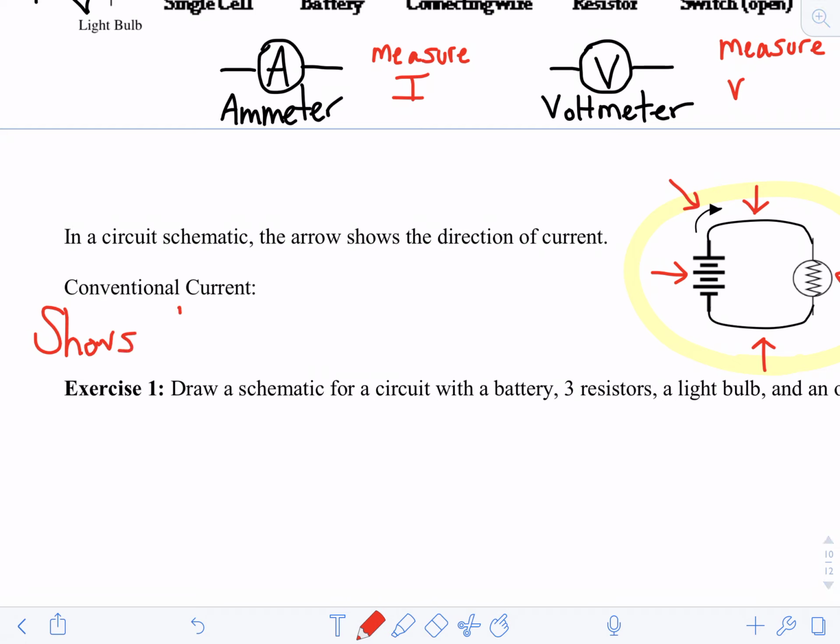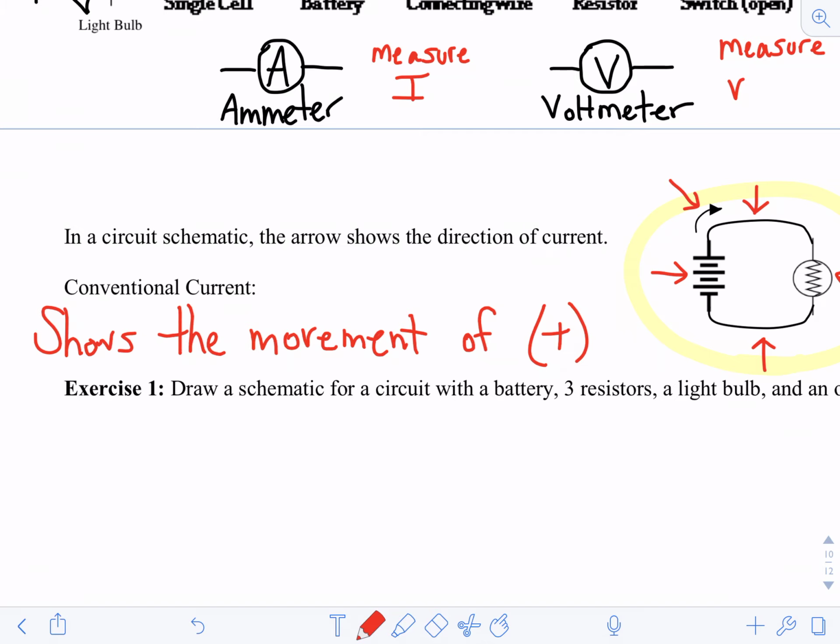We know that in reality, it is the negatives that are moving around in a circuit, but with conventional current, it's showing us the movement of positives. And that's just a historical holdover. That's the only reason why we still have that.